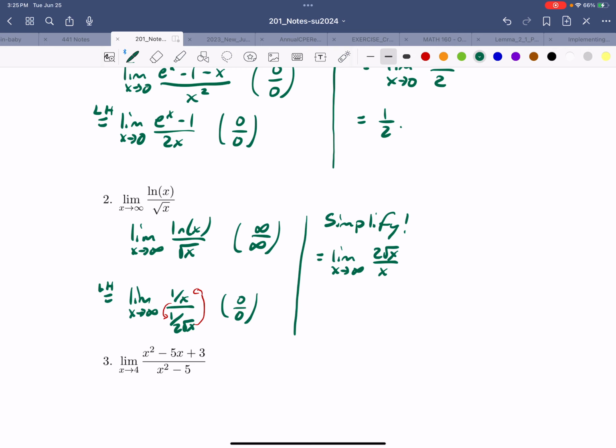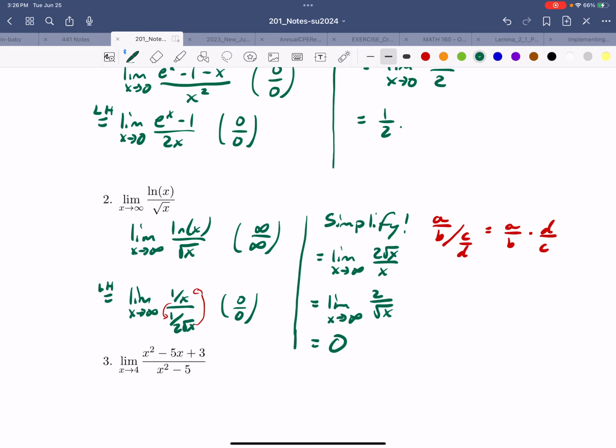Now, pause the video if you don't see that simplification, because that is how it works. Maybe I'll write in red over here: a over b divided by c over d equals a over b times the reciprocal, d over c. Okay? That's how we get it. So at this point, we're going to divide the top and the bottom by the square root of x. And we see that our answer is 0.